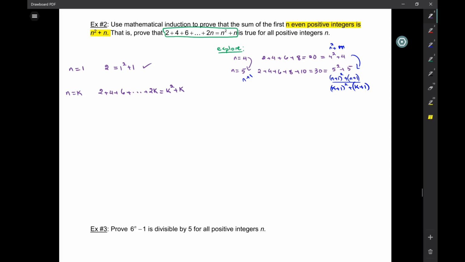Okay, so maybe I'll change my terminology. This is the most important step of the whole thing. Okay, so now we're assuming it's true for n equals k. Now, how is it going to look for n equals k plus 1?